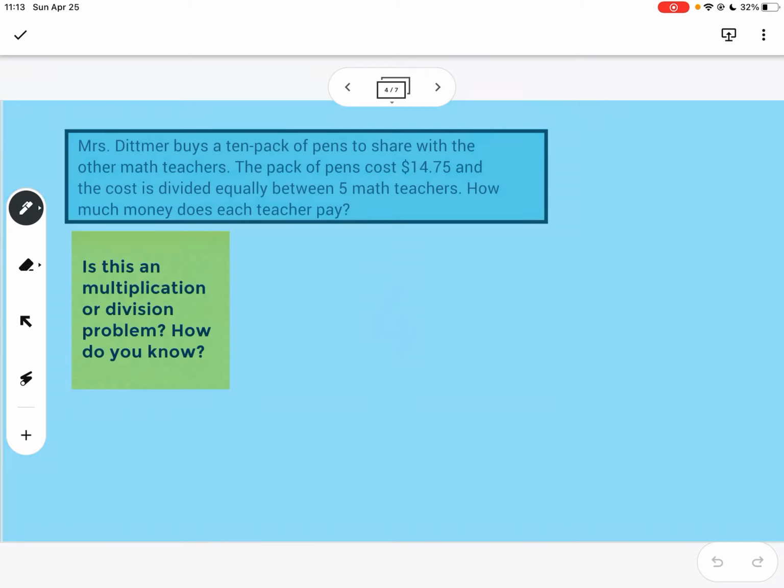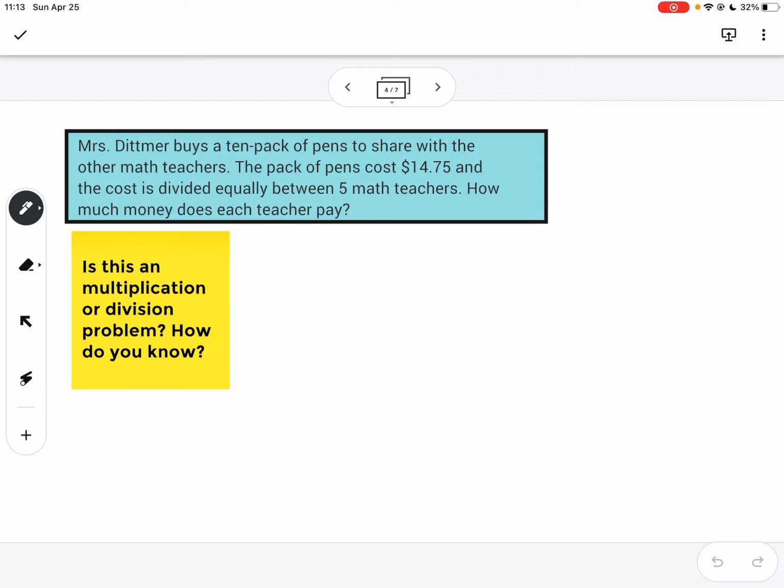So let's see those words in action here. Mrs. Dittmer buys a 10-pack of pens to share with the other math teachers. The pack of pens costs $14.75, and the cost is divided equally between 5 math teachers. How much money does each teacher pay? So this has to be a division problem because of the phrase divided equally. I'm splitting up that total cost between 5 math teachers.